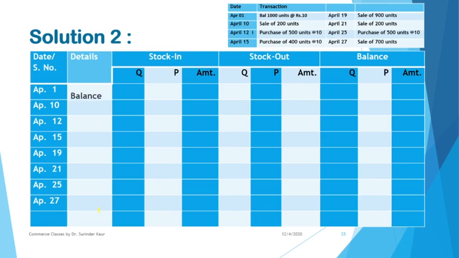So initially you have a balance, so it will come in the balance column. Now the next transaction you can easily see here. This is a sale. So you have sold 200 units. This will be recorded in the stock out column. Now what will be the pricing? Pricing is cost price, since you have only one lot available. So you will price it at 10 rupees. So your cost of goods sold, stock out, is 200 units at the rate of 10. So your balance is 800 units.